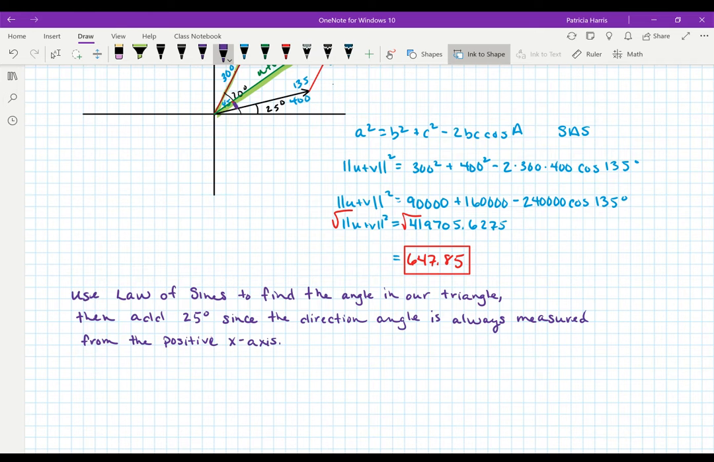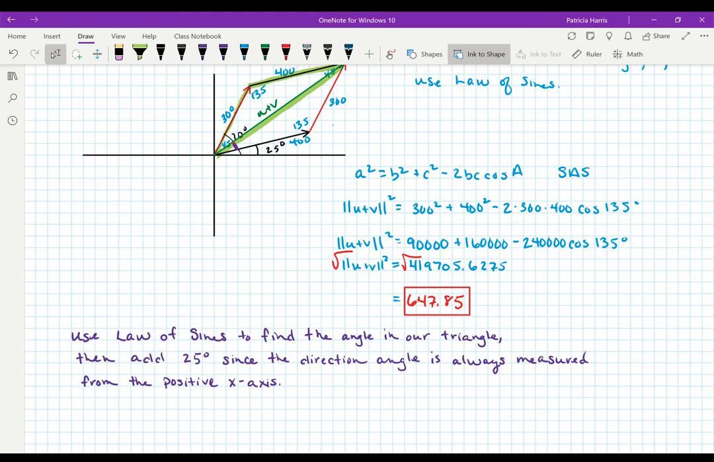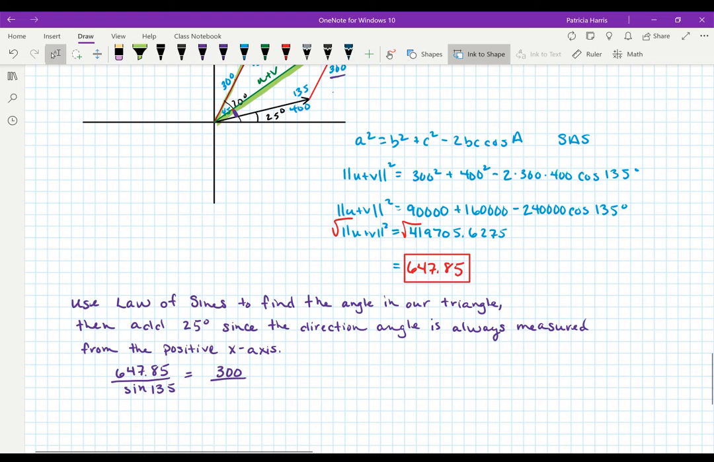Okay, here we go. All right, so remember, we're going to do 647.85. That's our side, and that is opposite our 135. So sine of 135 is equal to the little angle that we're interested in, which is opposite the 300. Call that sine B. And then we're going to cross multiply.